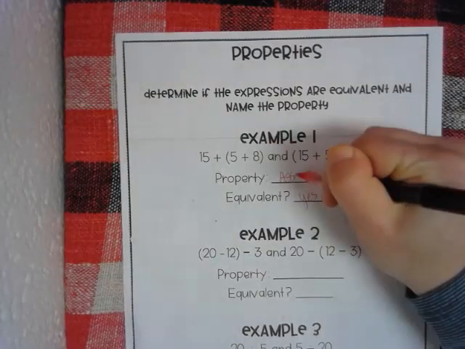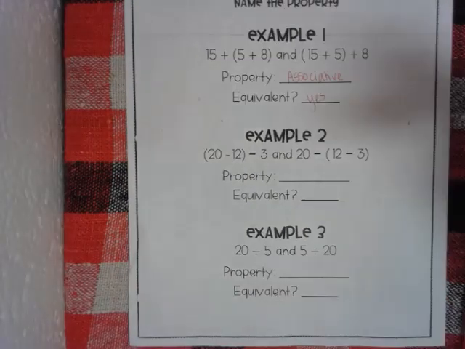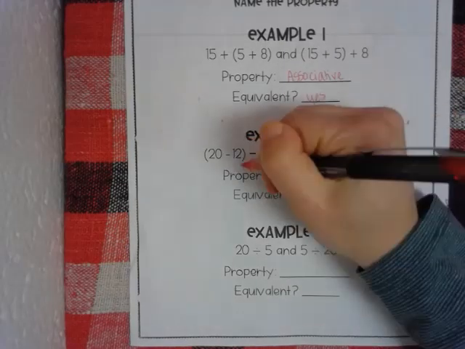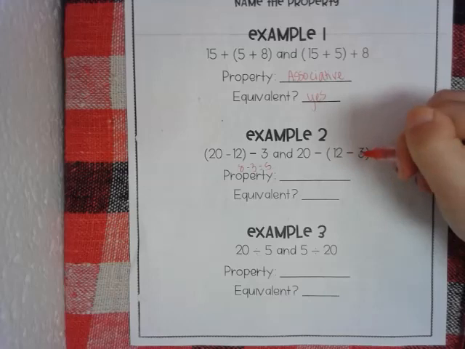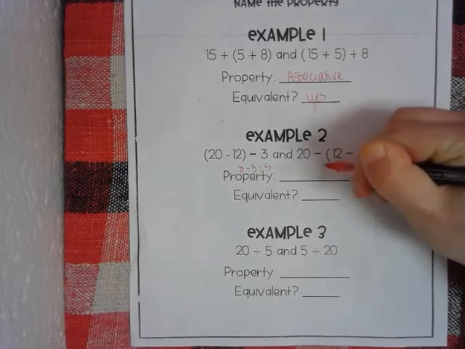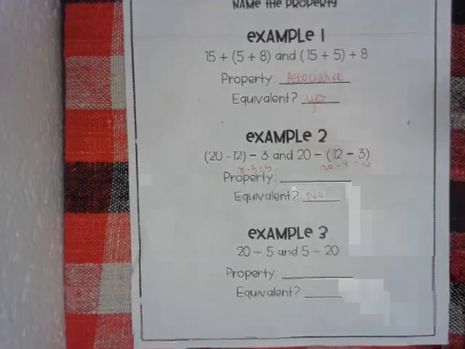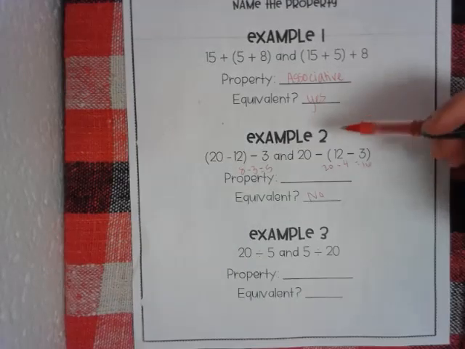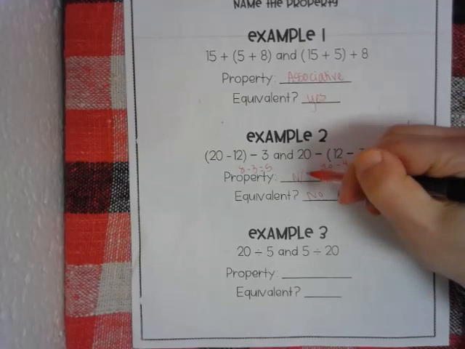Okay. Example 2, are they equivalent? Well, we have 20 minus 12, that will be 8. And then 8 minus 3 is 5. And then over here we have 12 minus 3, that's 4. 20 minus 4 is 16, so they are not equivalent. So we don't have to answer this, but if we were going to do it, it would be grouping, and it would be associative. We're going to put not applicable because they're not equivalent.